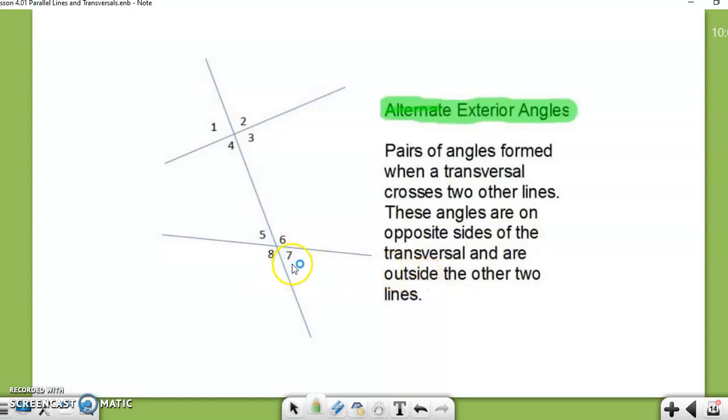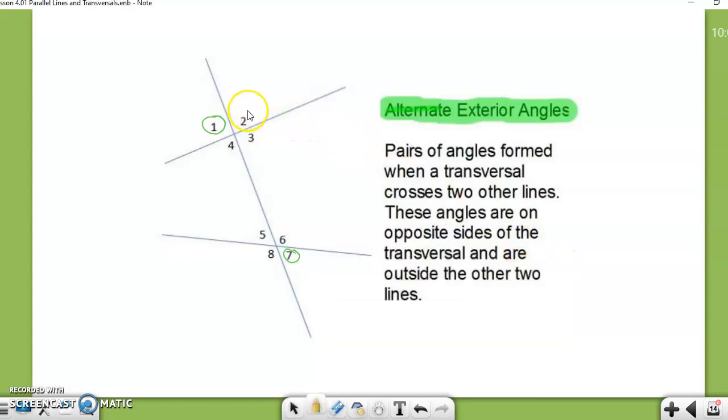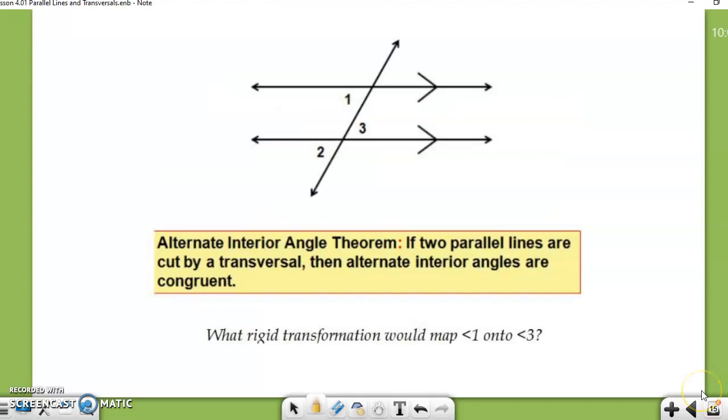I also have alternate exterior angles. Now I'm still going to be on opposite sides of the transversal, but I'm outside of the lines. See how the alternate exterior is really just a description. I'm on alternate sides of the transversal, and I'm exterior of the two lines being crossed by the transversal.